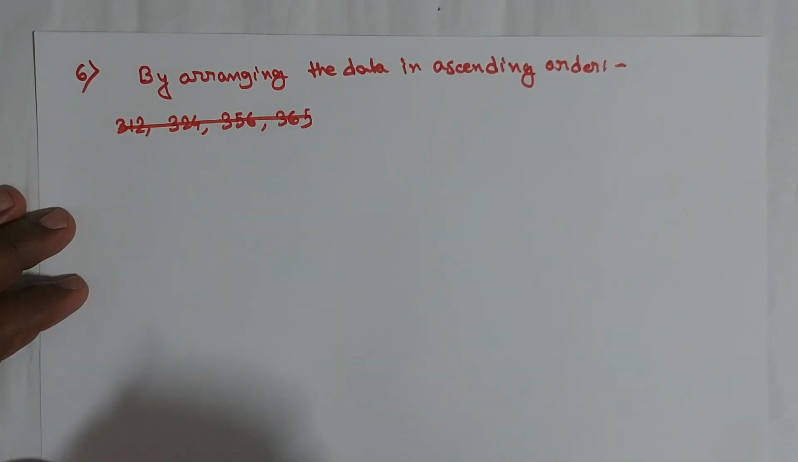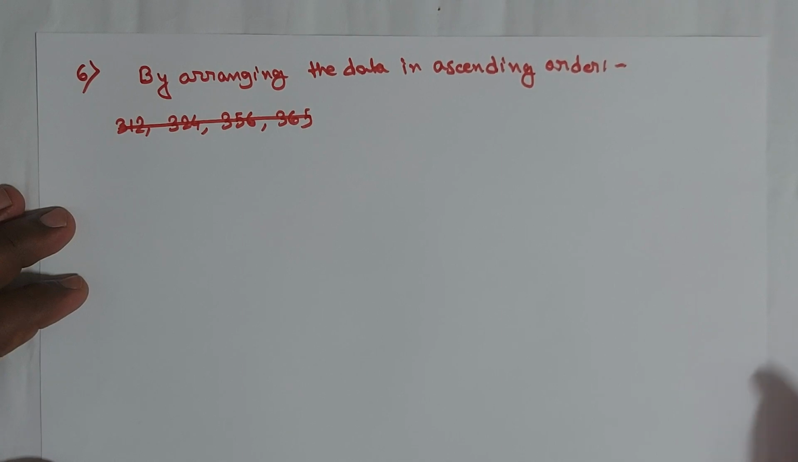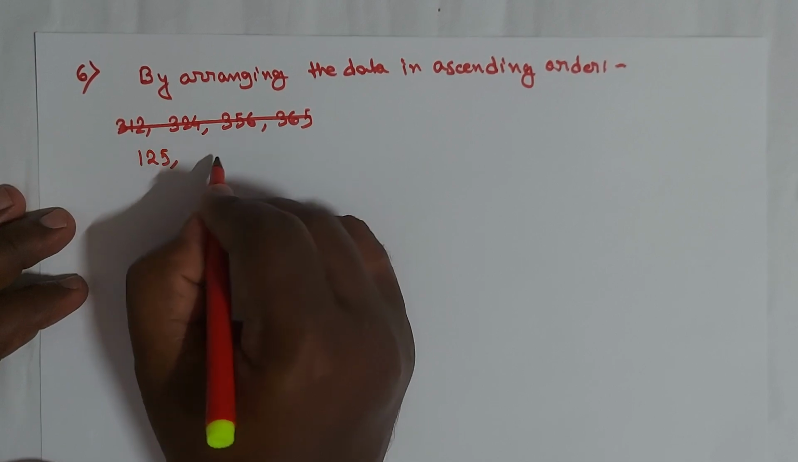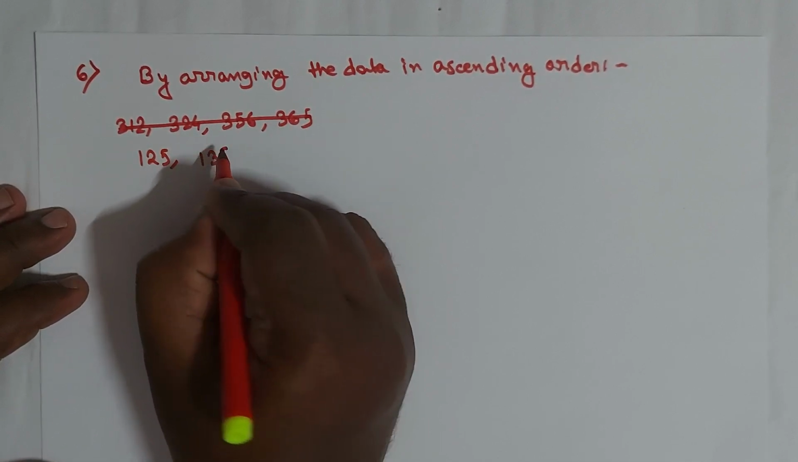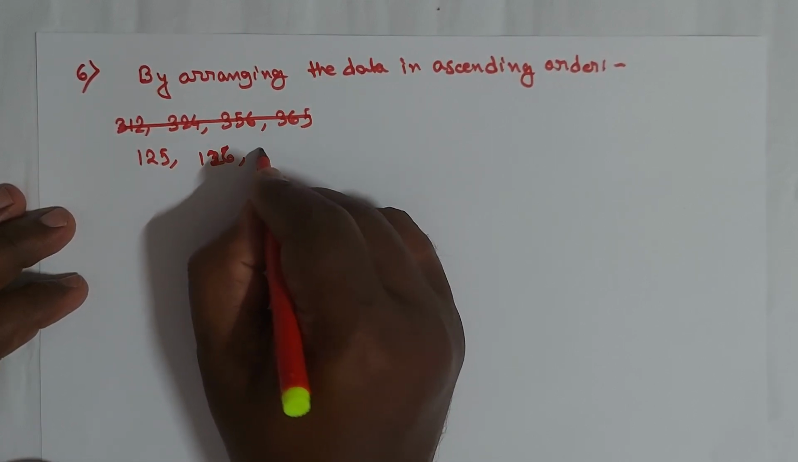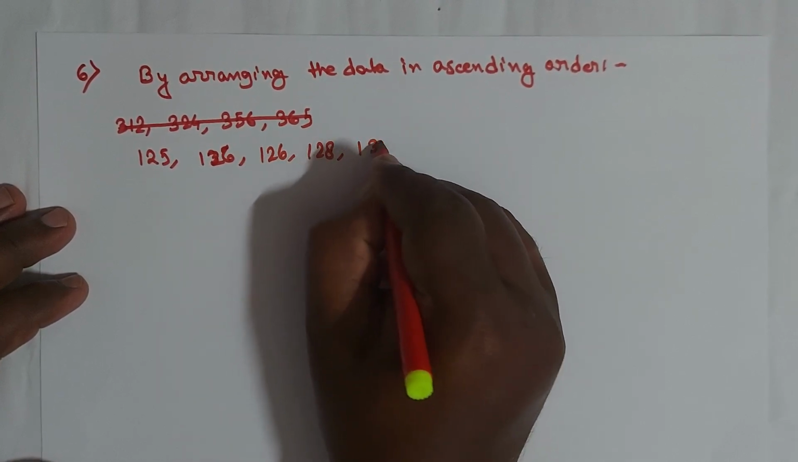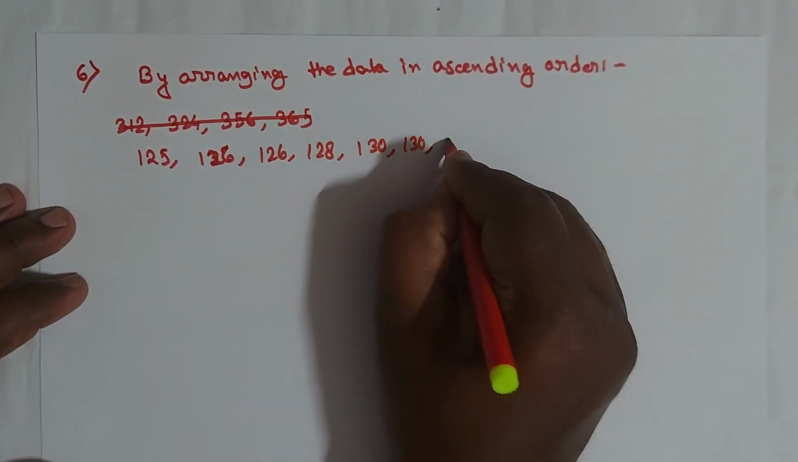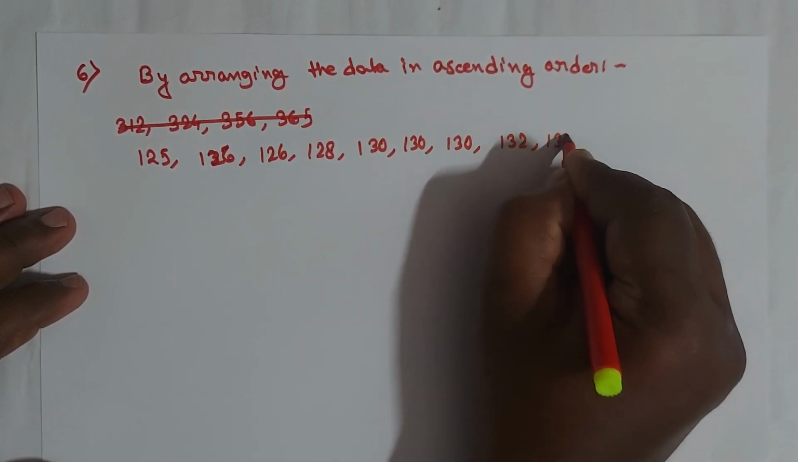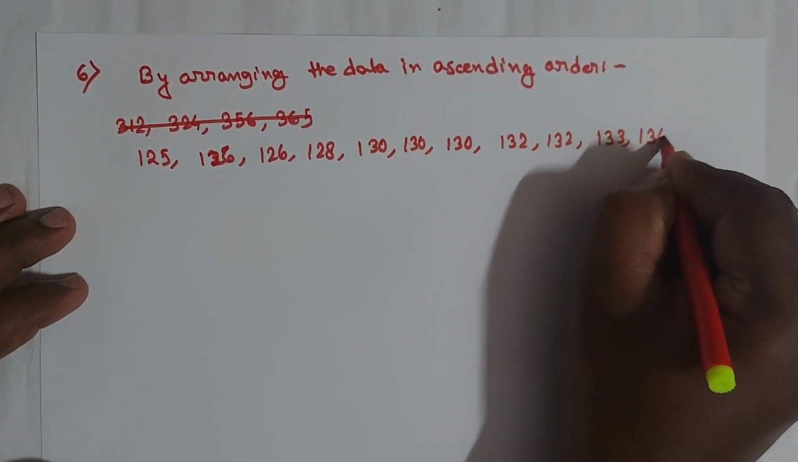I am doing the wrong question. I was doing question number 2, but question number 6 I need to solve now. So it is 125, 126, then 126 again, then 128, then 130, 130, 130, then 132 is 2 times, then 133, 134.